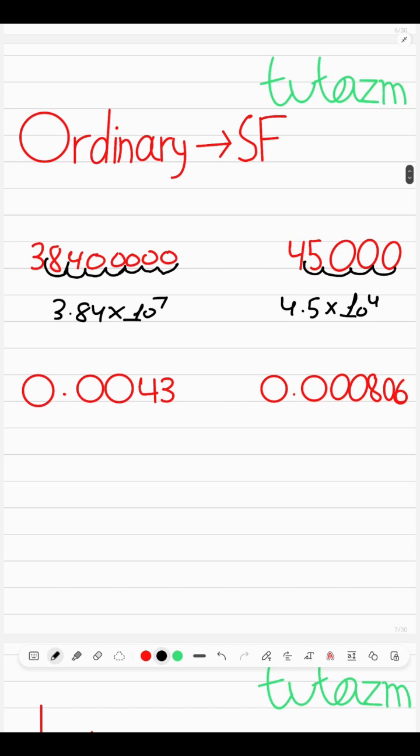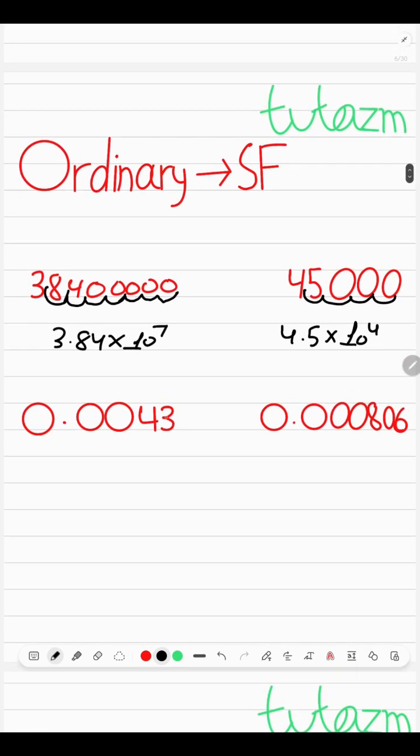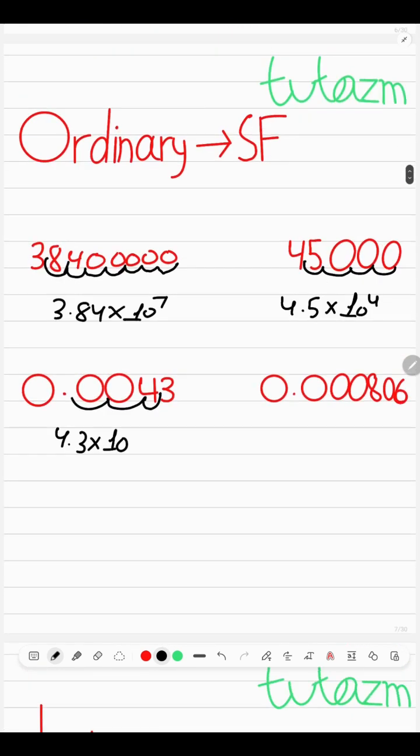Now we'll be converting small numbers into standard form. So in this case, we know that our decimal point would be between the 4 and the 3 right here. So we're going 1, 2, 3 to get to that decimal point here. And so you can say this would be 4.3 times 10 to the minus 3.